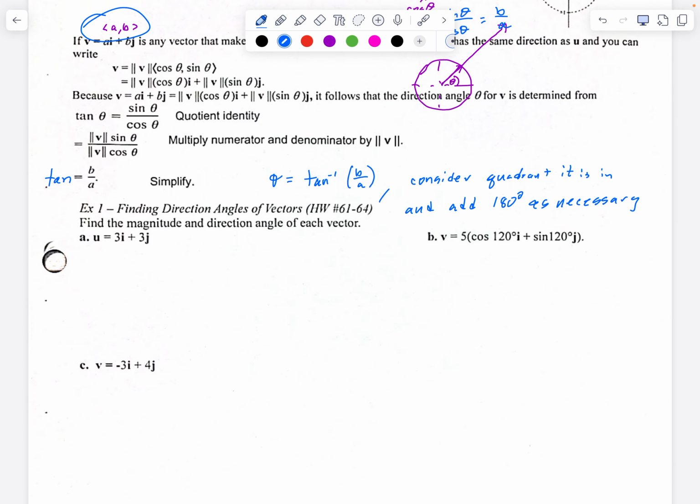It says find the magnitude and the direction of each vector. Well, this is in a linear combination. In component form, it would look like this. You find the magnitude the same way you've been finding it. It's the square root of your horizontal squared plus your vertical component squared. That's your magnitude. And you get 9 plus 9, which is 18. And that's 9 times 2, so it's 3 root 2. And that is your magnitude.